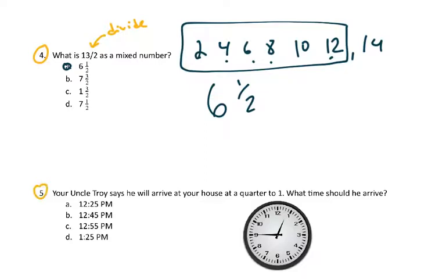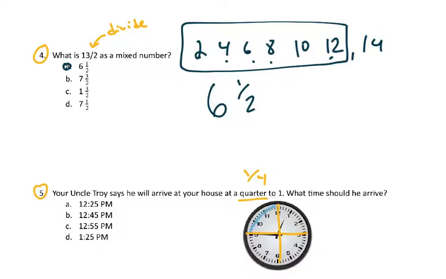Number 5 says, your Uncle Troy says he will arrive at your house at a quarter until 1. What time should he arrive? So let's just real quick take apart what this word quarter means. That means fourths. Remember, there's 4 quarters in a dollar. So we'll divide our clock into fourths. What we're looking at here on the clock is 1:45. It's almost 1, and on the minute hand, it has a quarter to go.